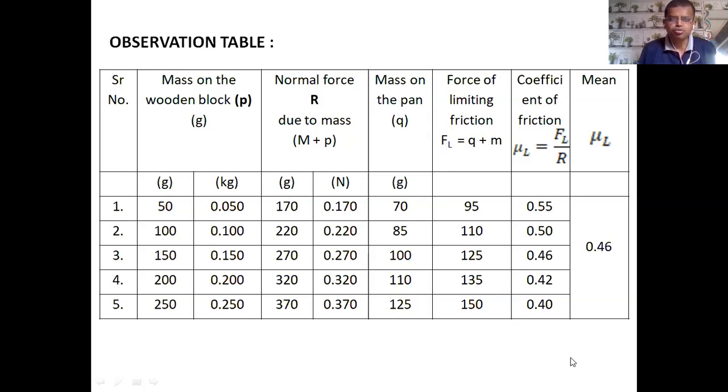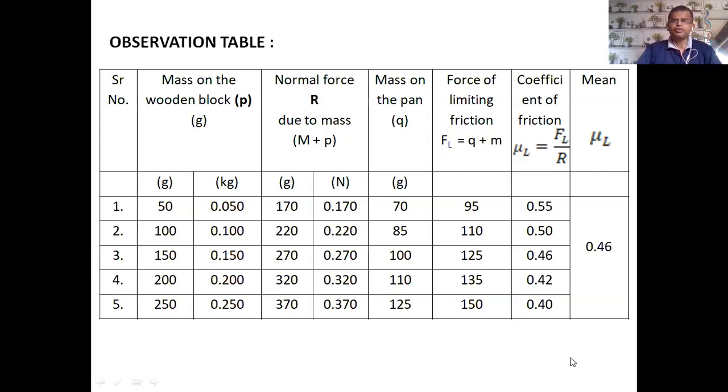110 by 220 means 0.50. 125 by 270 means 0.46. 135 by 320 means 0.42, and 150 by 370 means 0.40.